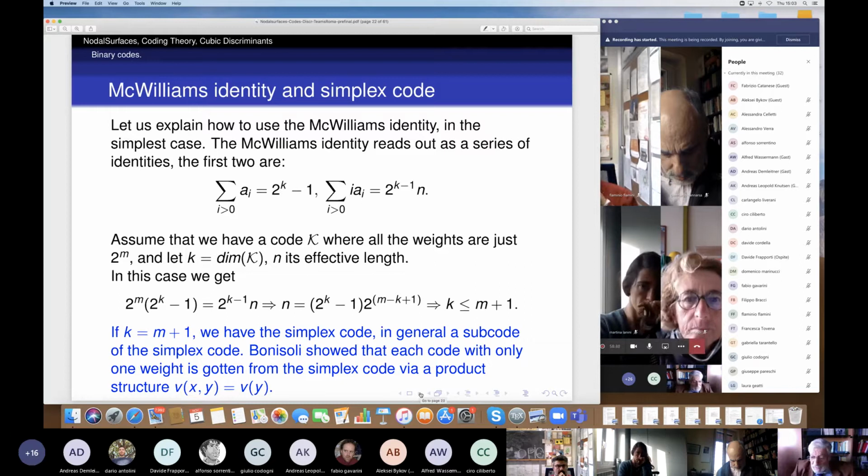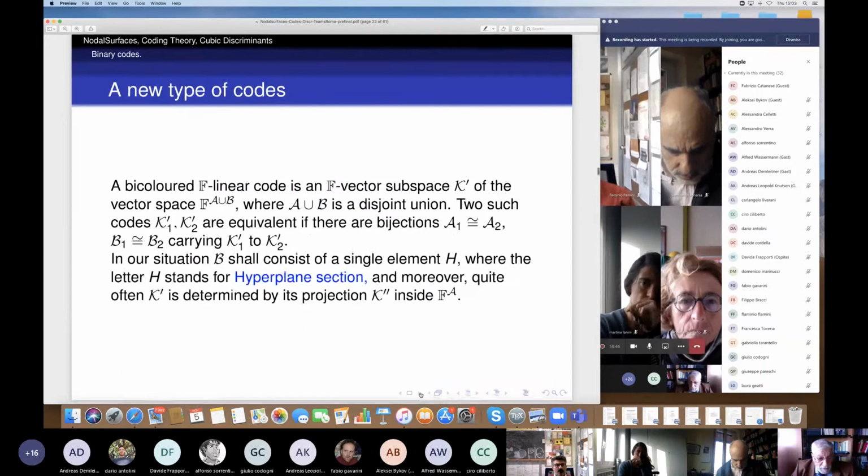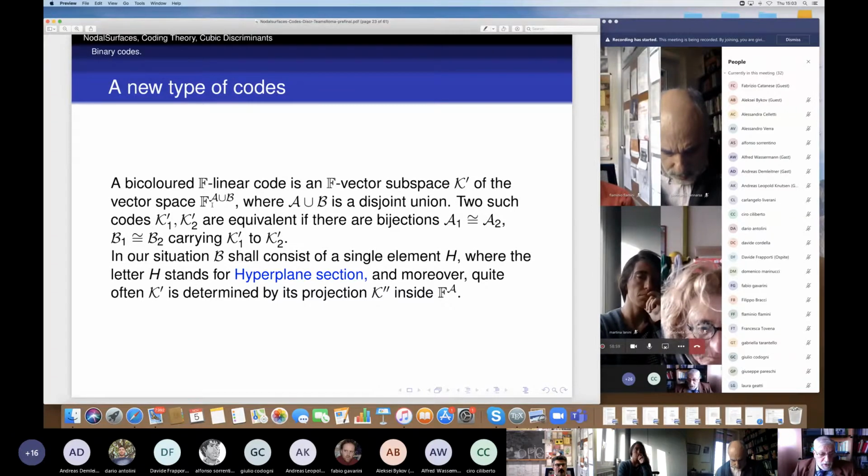which explains that we know everything about codes with one weight. And then there is work, of course, with two. Now, for my purpose, I need a new type of codes, and a bicolored F linear code is just that you take a vector subspace K prime of the vector space of functions on the disjoint union of A and B.